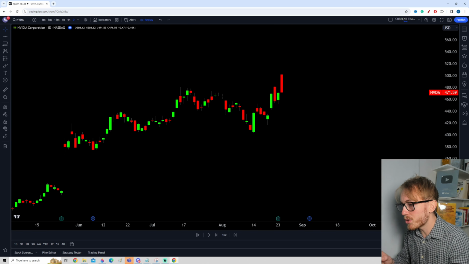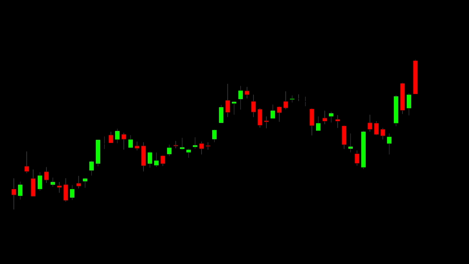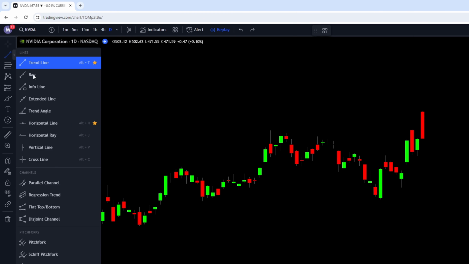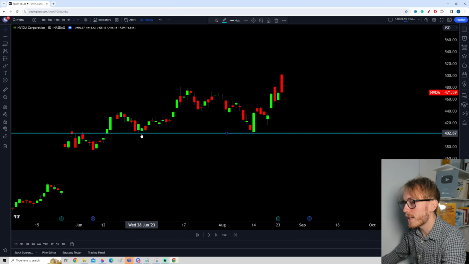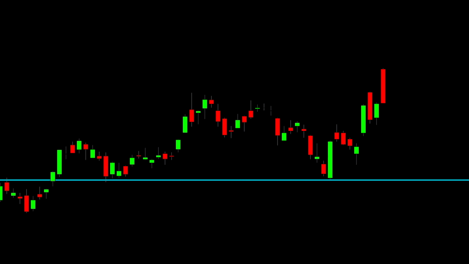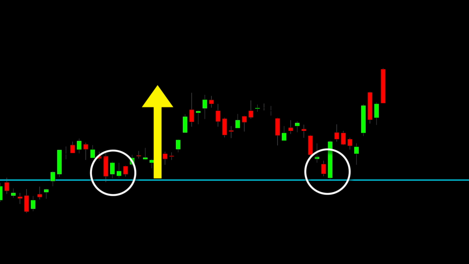Let's use what we just learned and take a look at this chart right here. As you can see, we saw support coming in one time, the price went up, the price came down, and we saw support coming in once again. We can use this information to draw a valid support line on the chart. But more importantly, what you can see here is that the reactions are getting stronger and stronger.